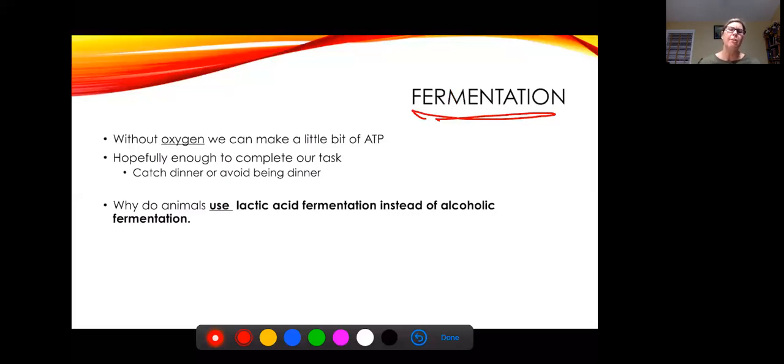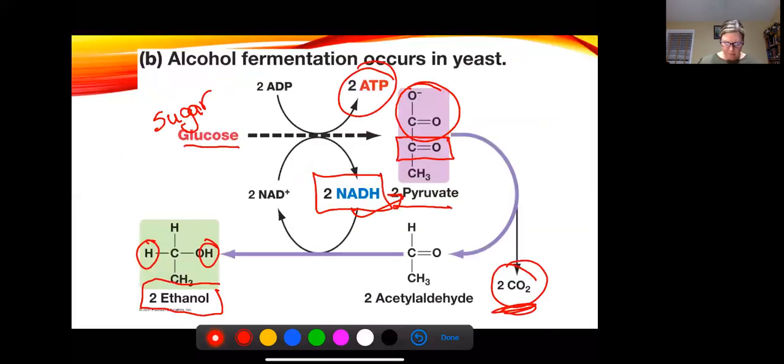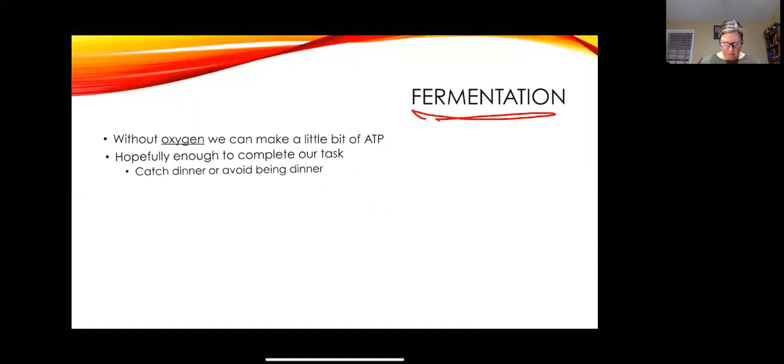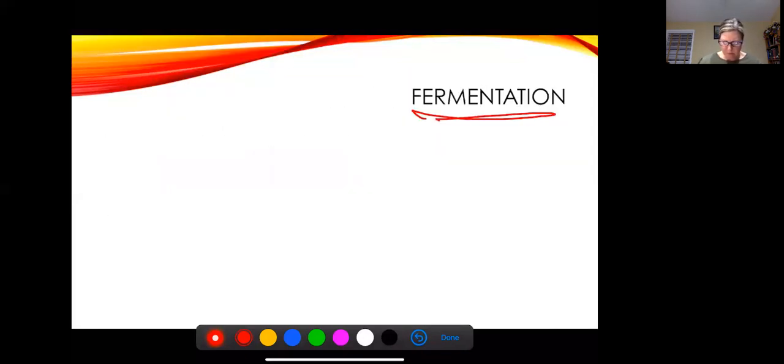Now, my question for you guys is, why do animals use lactic acid fermentation instead of alcoholic fermentation? Now, if you think about it, what does alcohol do?